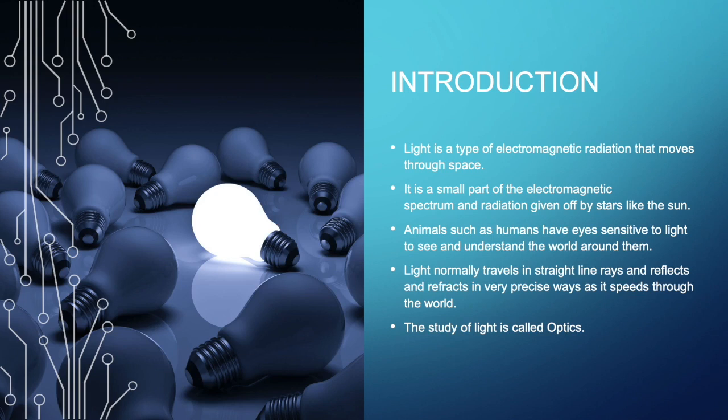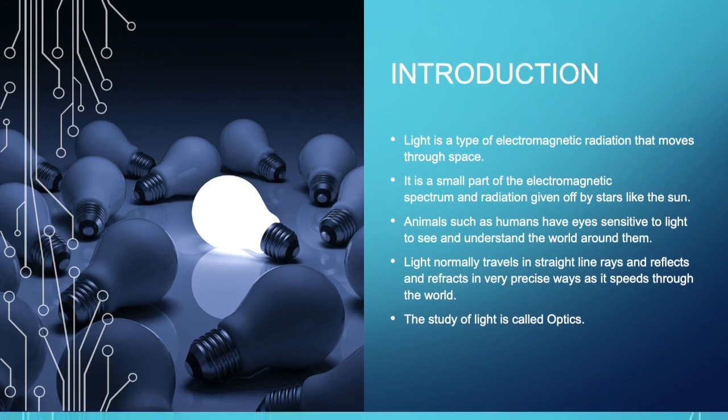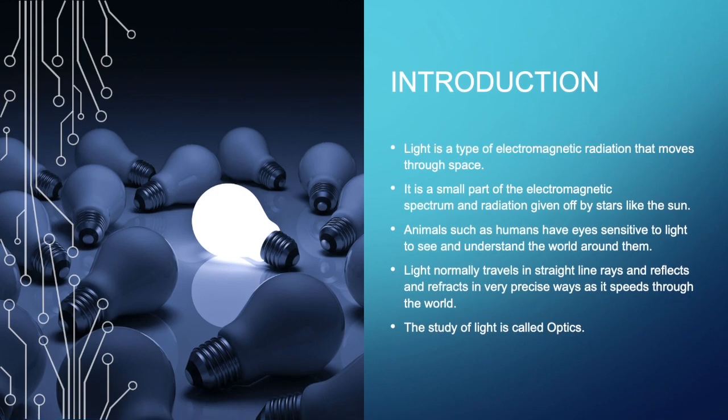It is a small part of the electromagnetic spectrum and radiation given off by stars like the sun. Animals such as humans have eyes sensitive to light to see and understand the world around them. Light normally travels in straight line rays and reflects and refracts in very precise ways as it speeds through the world. The study of light is called optics.